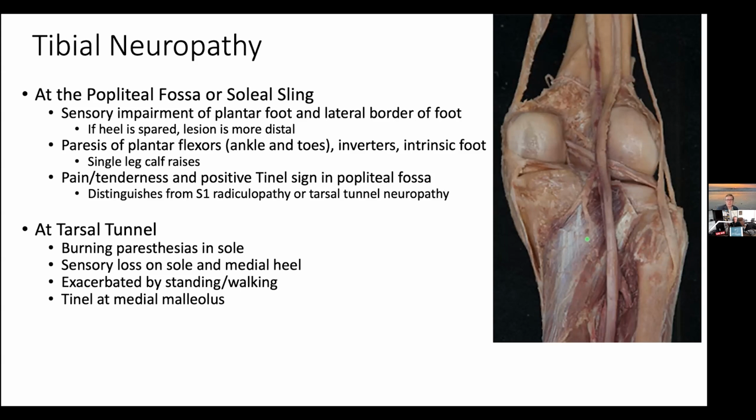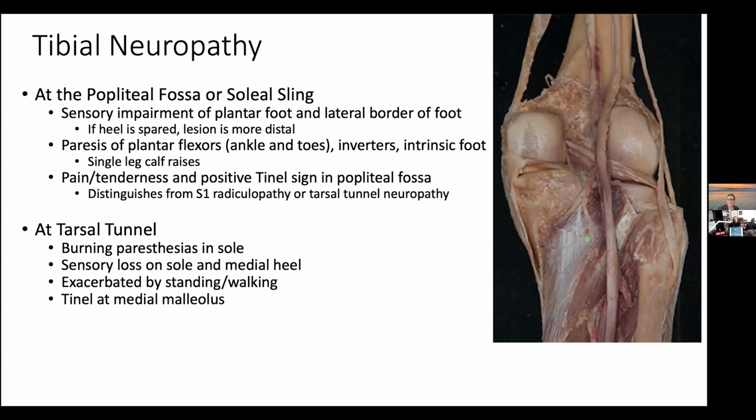Unfortunately, if you suspect that it's in the tarsal tunnel, strength testing really isn't going to be reliable because testing intrinsic foot muscles just doesn't work very well. At least that's what I would assume. You as a clinician might have a different opinion on that, but I would imagine it would be difficult to find weakness in such small muscles.